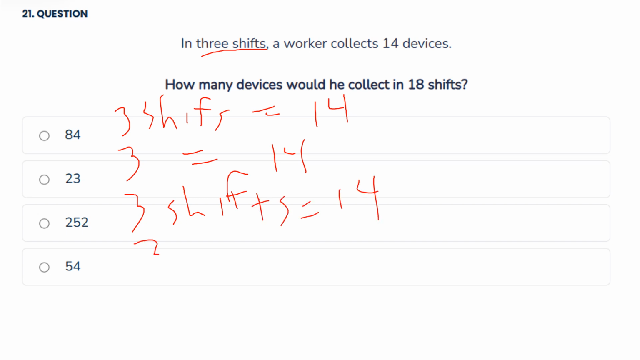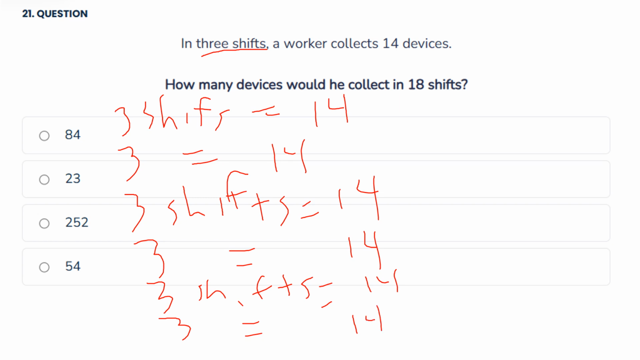Another 3 shifts equals 14. That gives us 12 shifts. Another 3 shifts gives us 15 shifts. And another 3 shifts gives us another 14. So now we have 18 shifts. So all we have to do is add the total number of devices for each shift.